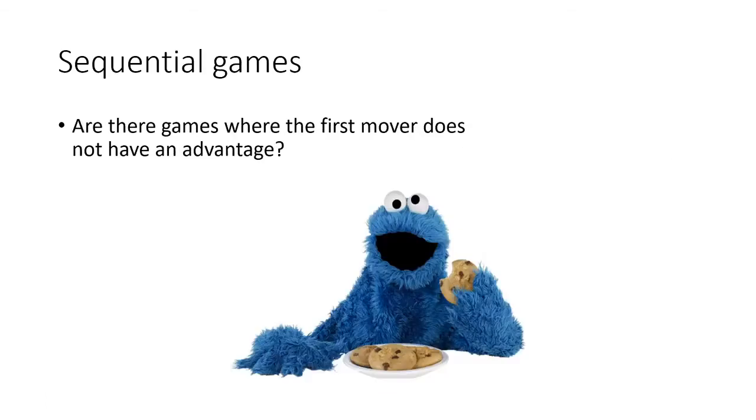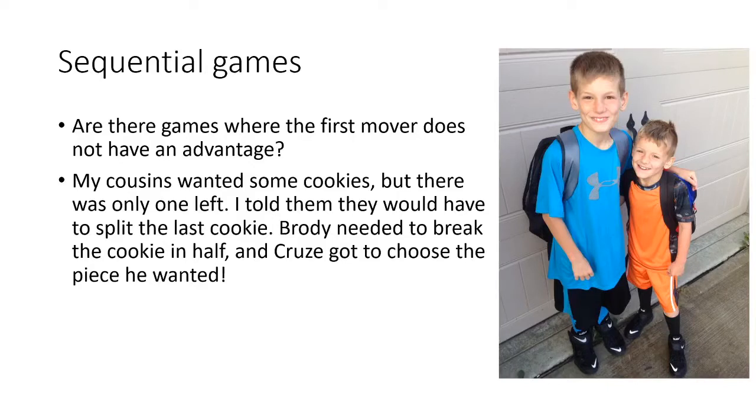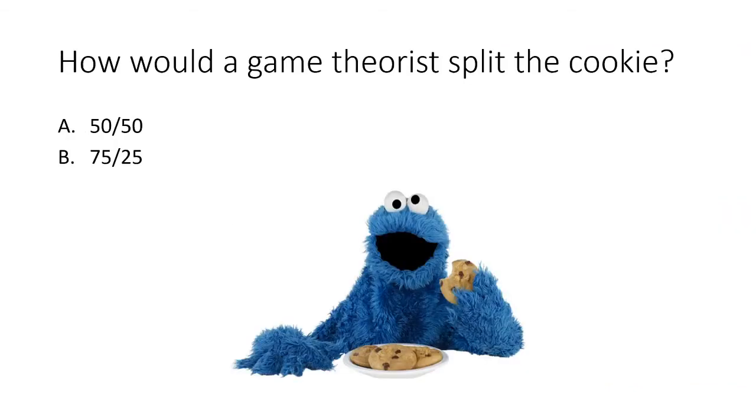But are there any games where the first mover does not have an advantage? Let's take another example here. My cousins wanted some cookies, but there was only one left, so I told them they would have to split the last cookie. Brody, the older one over here, is going to have to break the cookie in half, and Cruz is going to get to choose which piece he wants. Okay? So over here, what is Brody's optimal solution? How would a game theorist split this cookie?